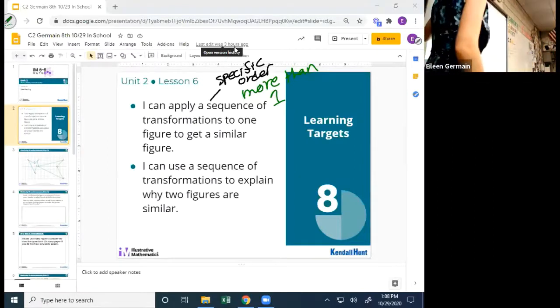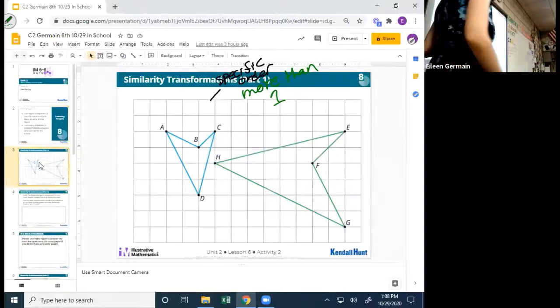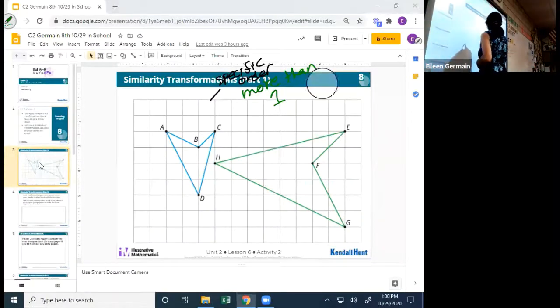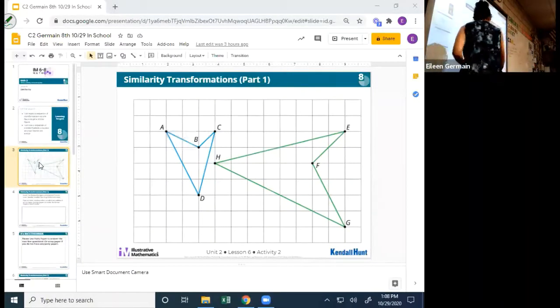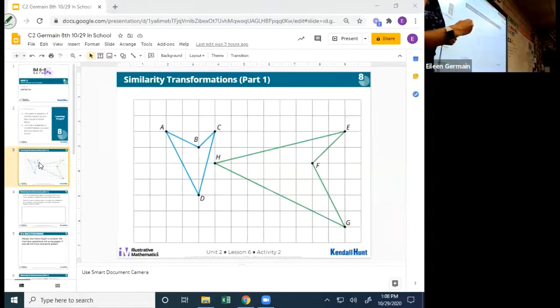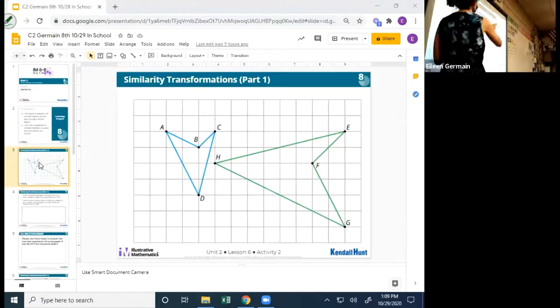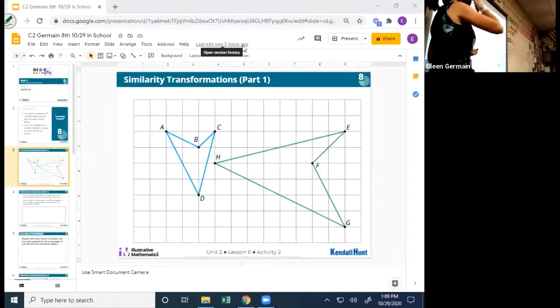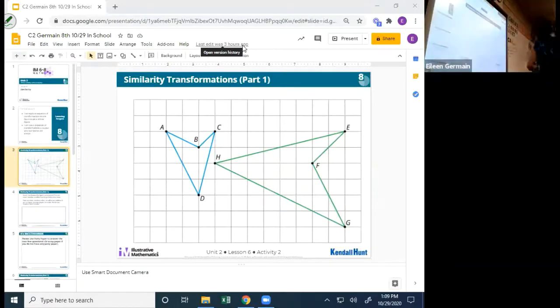Okay, so when we look at these two shapes here, we're going to say, what do we notice about these two shapes here? They're just not the same size, and they don't have the same side lengths. They're the same shape, but a different size. Good. That's a good thing to notice there. They're the same shape, but they're different sizes.